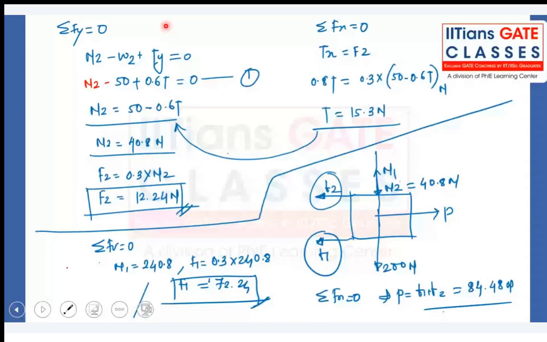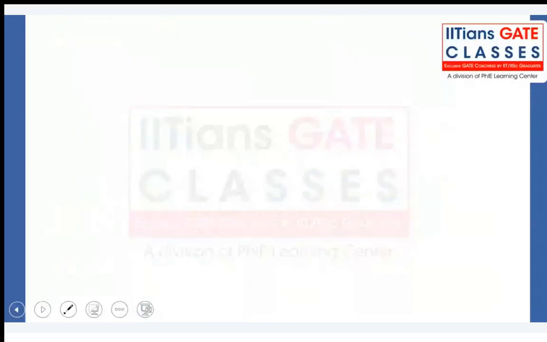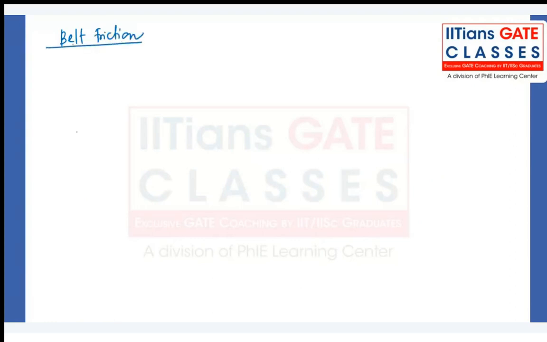Okay, can I move towards the next slide? A little bit of theory I'll explain here. Belt friction. I have explained all the friction parts, but just this small part remains. So suppose you have a pulley, and let's say a belt is wrapped around this pulley like this, with T1 and T2.